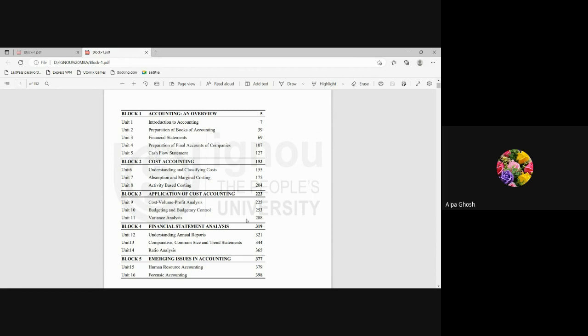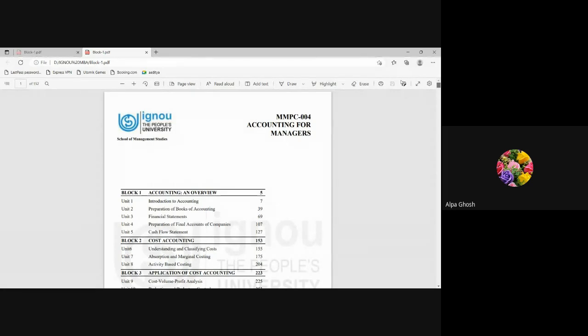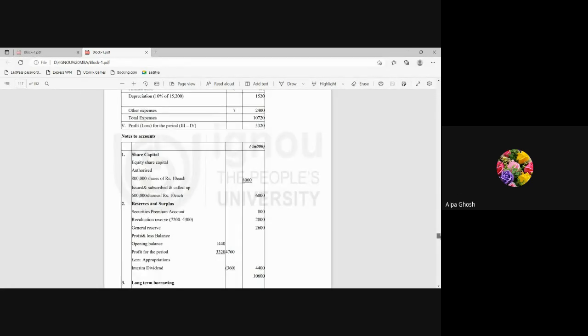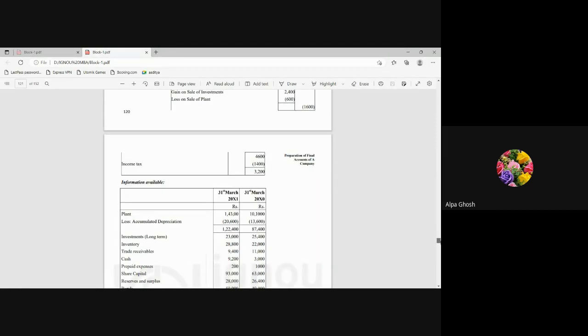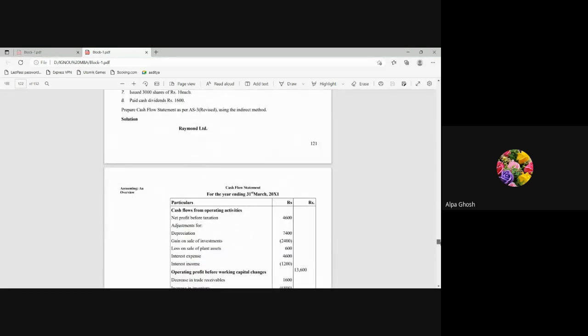So what are the sources from which you have received cash in the organization, and what are the sources through which cash has been routed out from the organization? For this purpose, we need to prepare cash flow statement. Cash flow statement is not a part of accounts, but it is prepared to understand the movement or the flow of cash at a given point of time. So when we talk about cash flow statement, I'm coming to the topic.